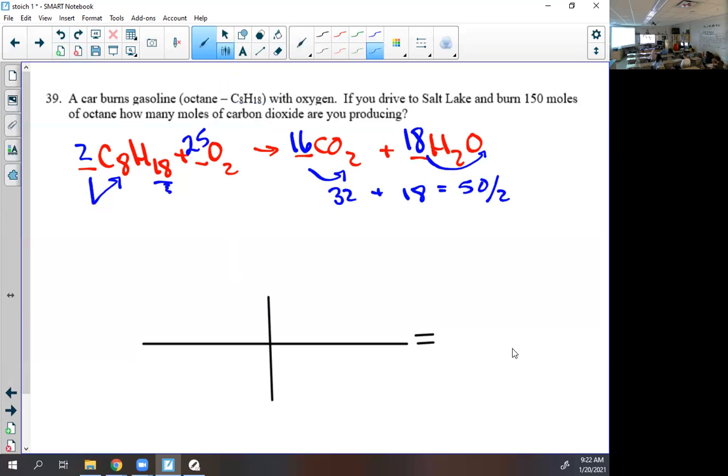Okay, then you're ready to set this up. You want moles of CO2. I'll just put that right there. And I'll give you 1 minute to finish that.